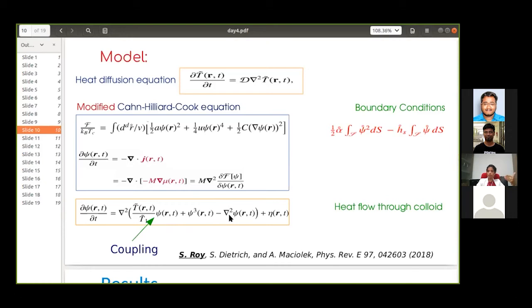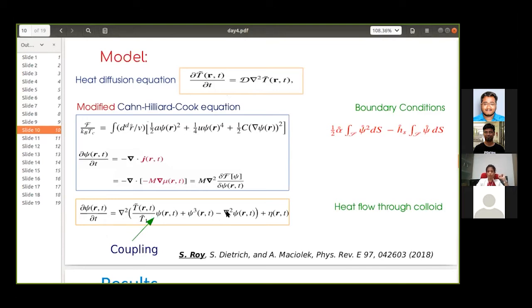And in addition to it, you need to add a noise term because you have a system which is close to the critical temperature and you have thermal fluctuations. So one needs to add a certain kind of white noise as well. So this is the basic methodology. Okay, we are now going to solve these two equations. We have the heat diffusion equation, solving which will give us the properties of the temperature field. And we have this Cahn-Hilliard-Cook, the modified CH3 equation, which is marked within this yellow box here.